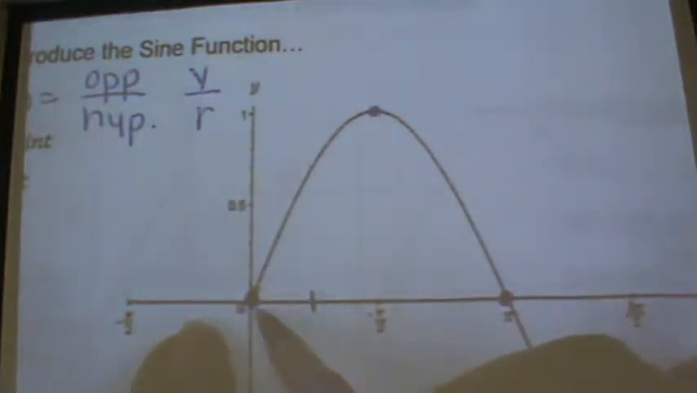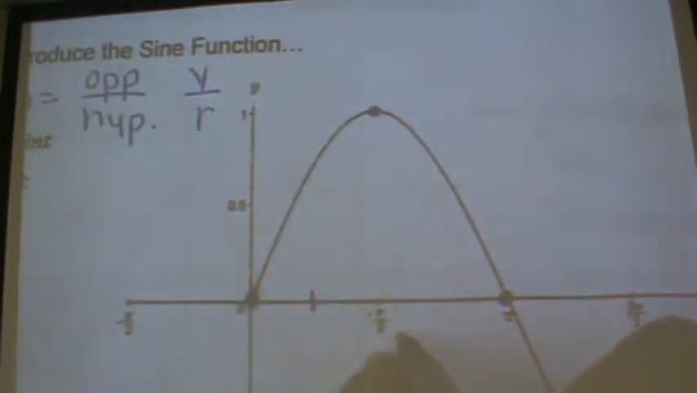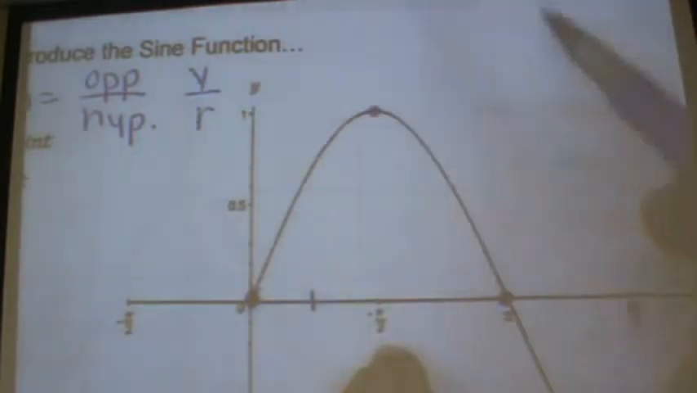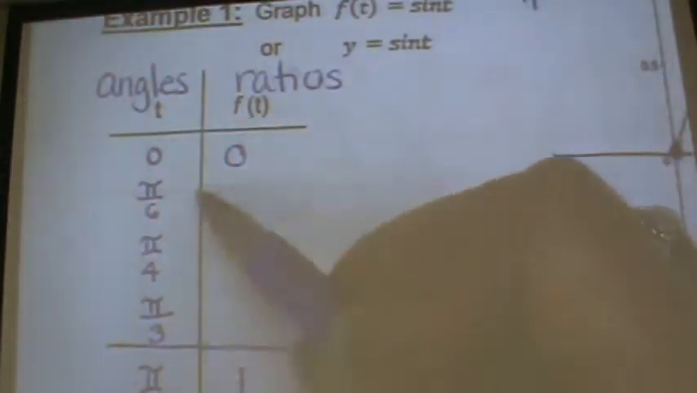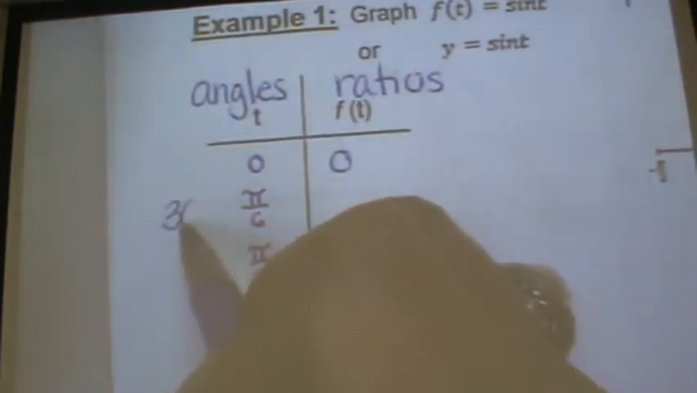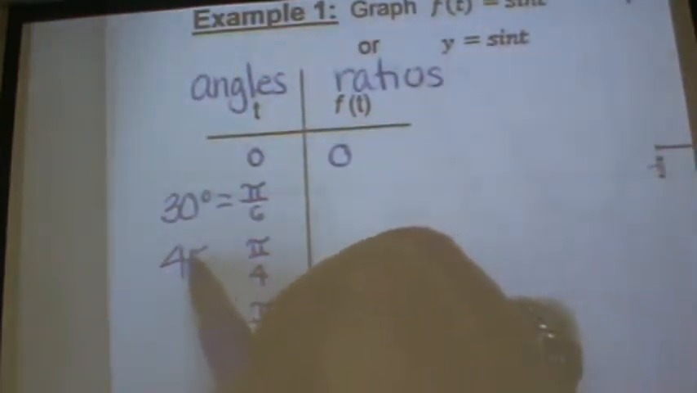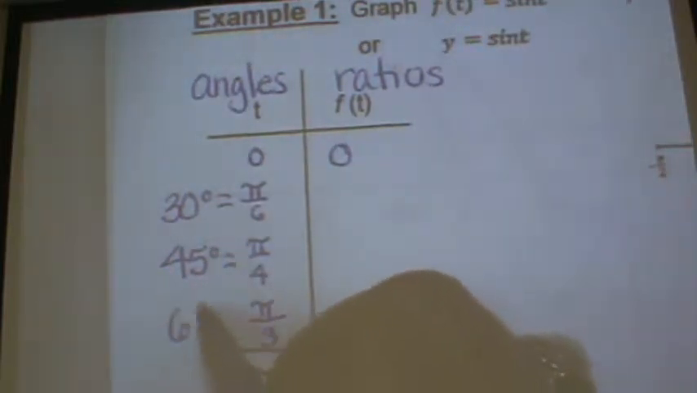Because the ratio is y over r. And at 0 radians, or 0 degrees, the y value is 0. At pi over 2, the y value is 1. At pi, it's 0. At 3 pi over 2, the y value is -1. And at 2 pi, again, it's 0. Now, where do all these other numbers come from? Well, in between 0 and pi over 2 are these angle measures. We have a 30 degree, we have a 45, and we have a 60 degrees.